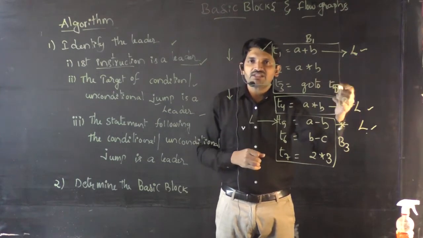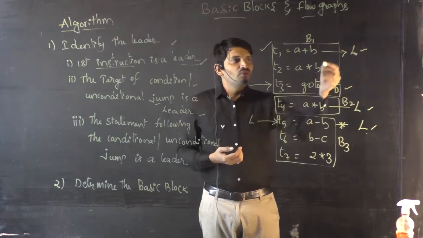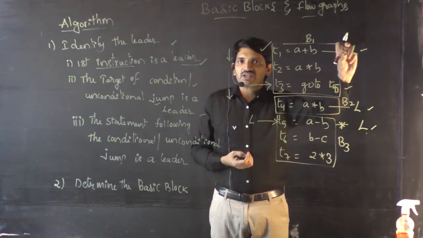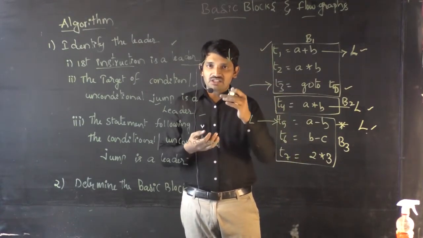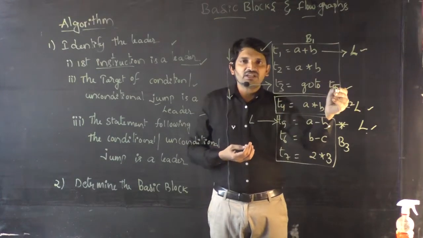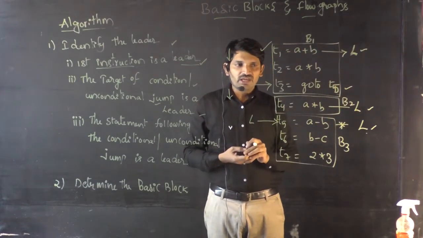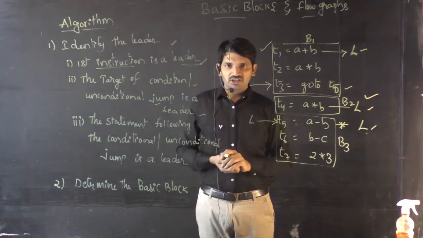After finding the leaders, I am going to divide the entire code into blocks where every block consists of the first instruction as its leader, and if conditional or unconditional statements are there, they must be present at the end of the block or at the starting of the block. Okay, so this is the basic block notation for the given 3 address code.